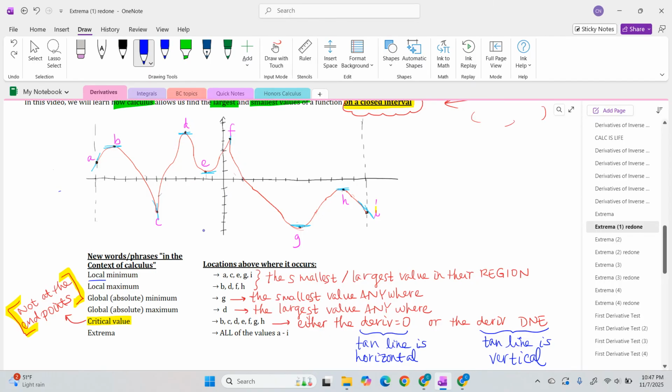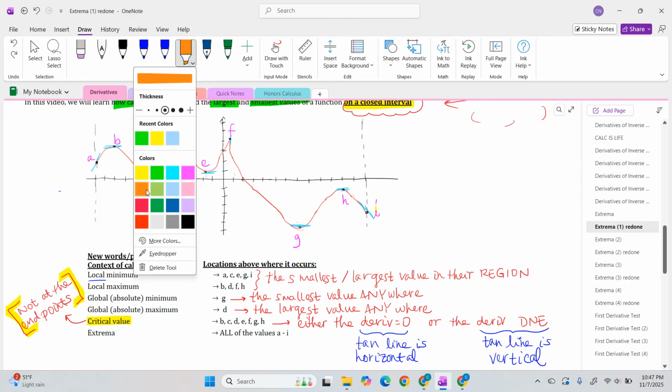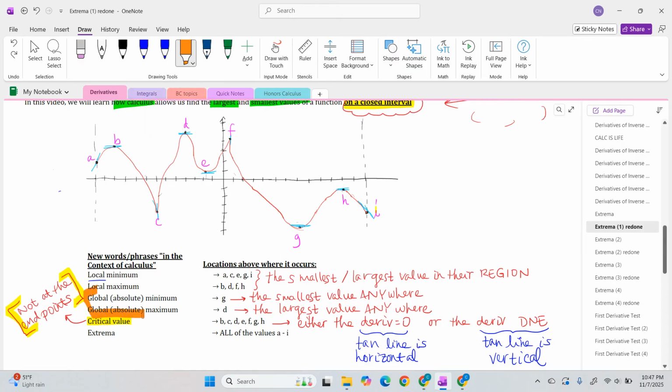All right, so other words, and this is what we really care about in this video, because the test we're doing now, the Extrema test, is for global, or I say absolute min and absolute max. That is the whole point of this video, to find the absolute min and the absolute max on a closed interval. So for us, our absolute global min is G, our absolute global max is at point D. And that's the smallest and largest value anywhere on your closed interval.